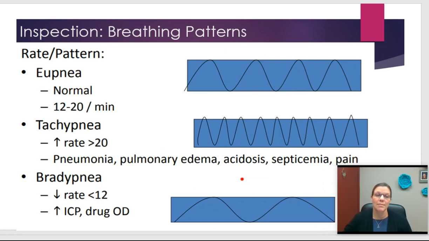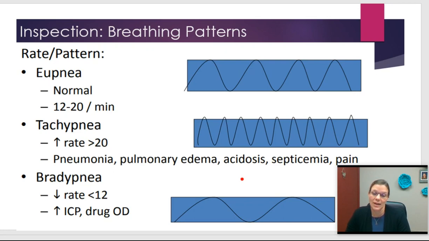So for breathing patterns, eupnea, or like a good normal breathing pattern, is going to appear like this. The depth is consistent and the rate is consistent, anywhere between 12 to 20 breaths per minute. For tachypnea, the depth is pretty much similar to eupnea, but it's an elevated rate, increased, a rate over 20. This can be caused by lung infection like pneumonia, by pulmonary edema, acidosis, septicemia, or even pain.